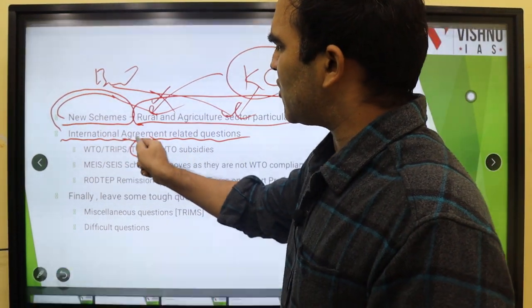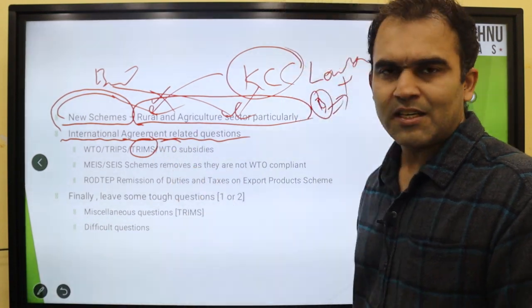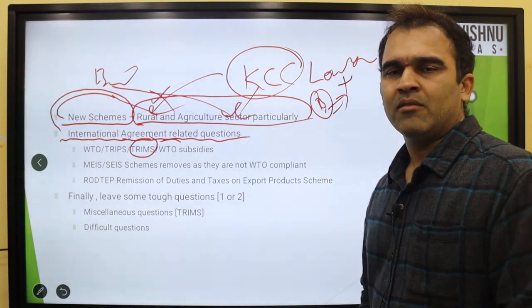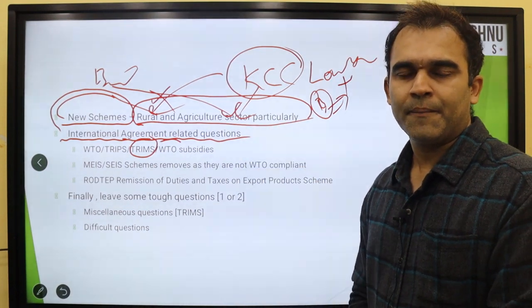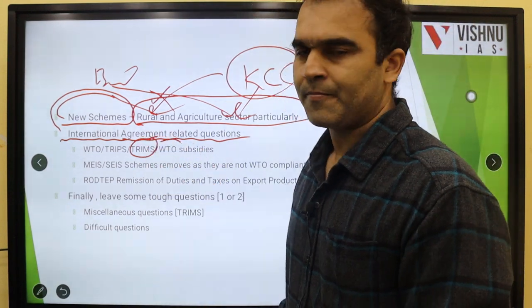Generally, when you are reading about international agreements and particularly WTO, you will be reading mostly your WTO subsidies and different types of agreements. The Doha round, the Nairobi round, likewise. But this was a bit of a difficult question.